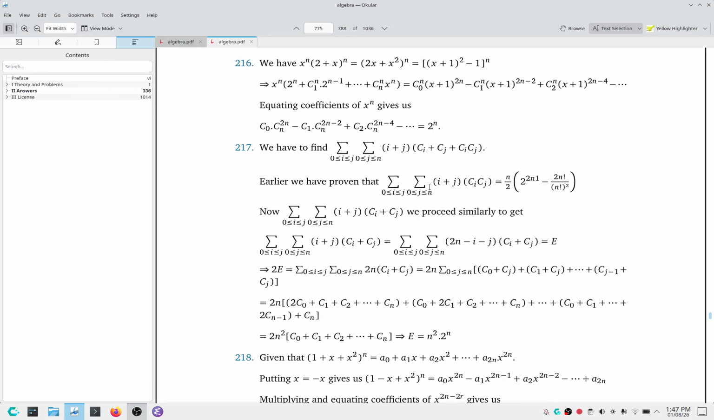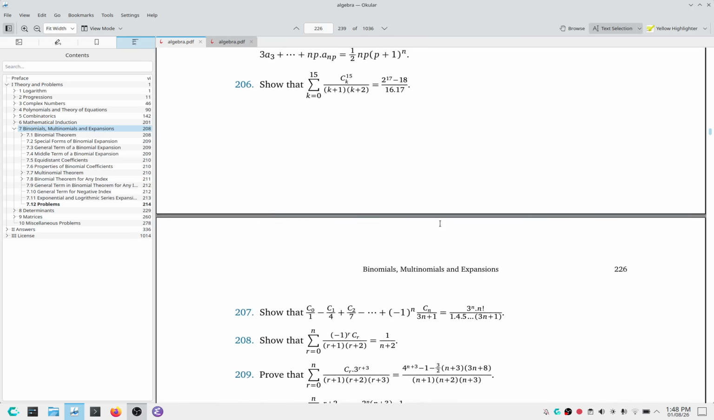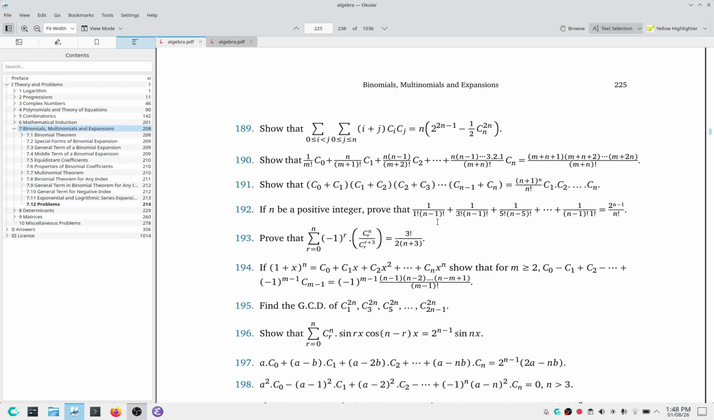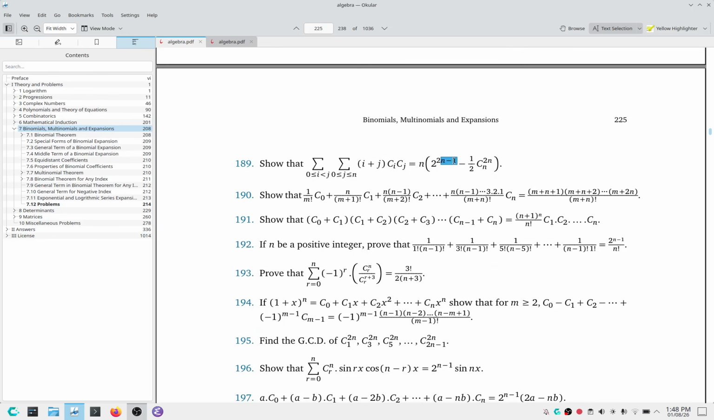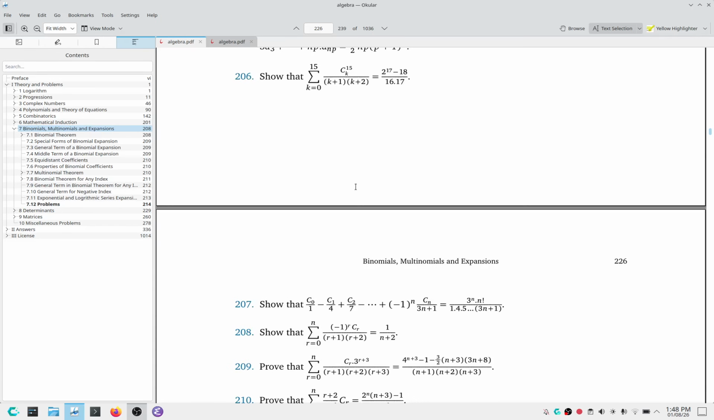Earlier we have proven that the sum of (i+j)CiCj is equal to n upon 2, 2 to the power. This seems to be 2n minus 1, there appears to be a typo. So it is minus 1. So we are referring to question 189 in this one.